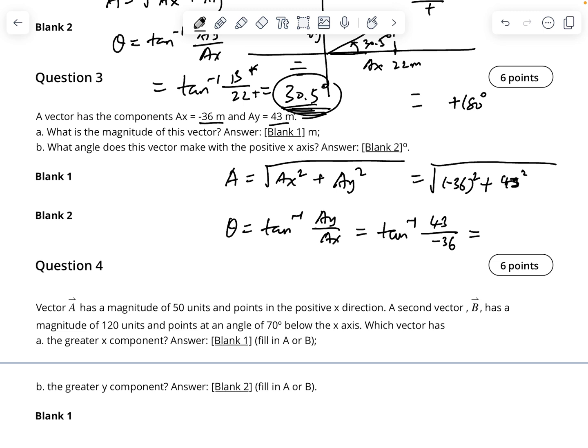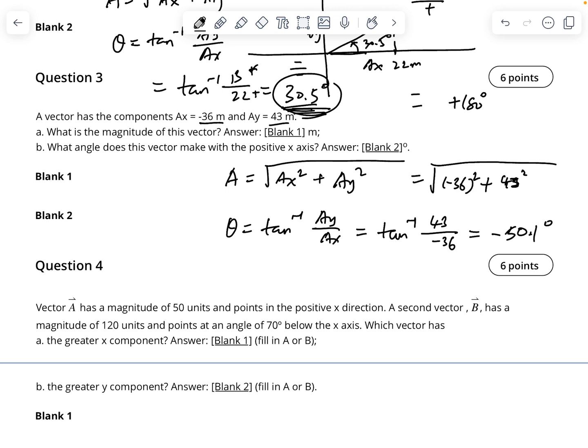Let me get my calculator. Inverse tangent of 43 over 36, with the sign, and whatever we get here is negative 50.1 degrees. Okay, so that's what we get.